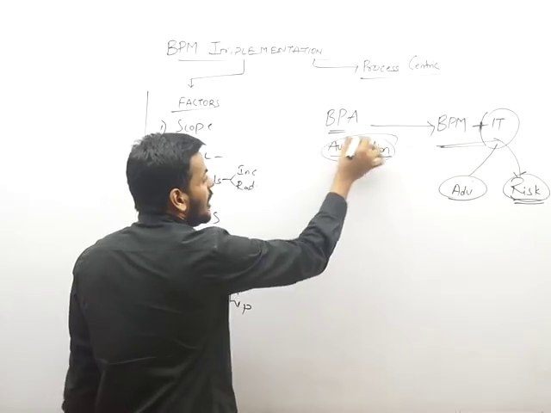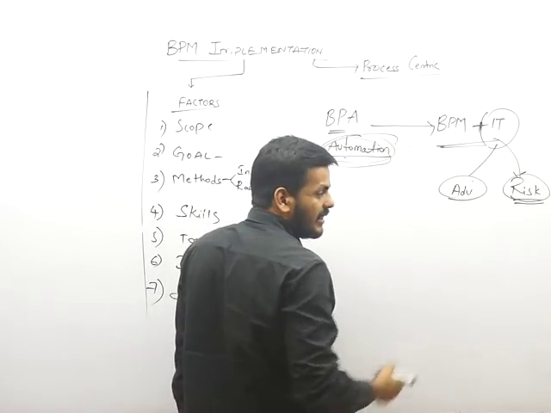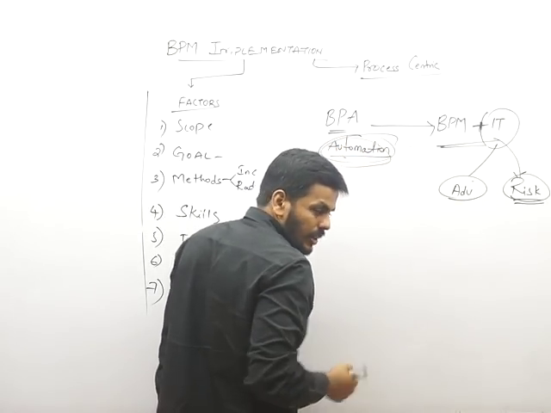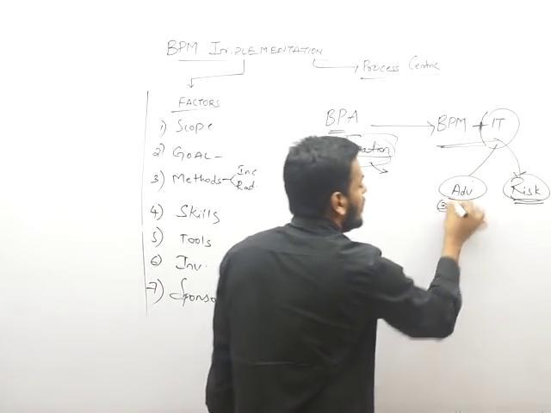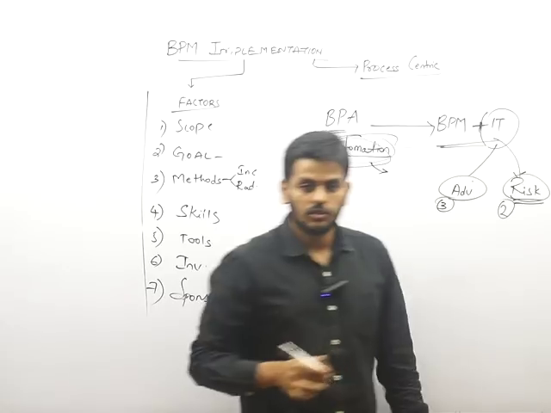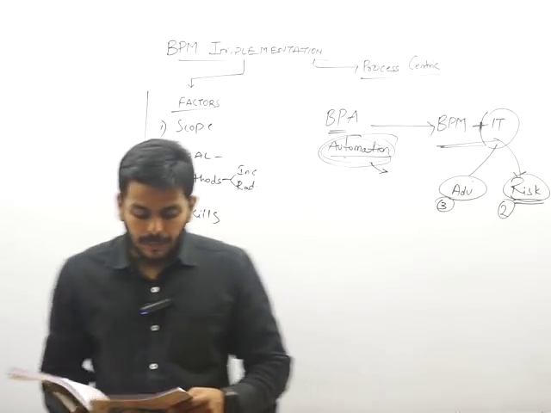So by automation, we'll not only see advantages, we'll also see some risks. So before I go to this, let me teach you what automation is. Then we'll see three advantages and two downsides also. Chalo, next, let's concentrate. Automation.